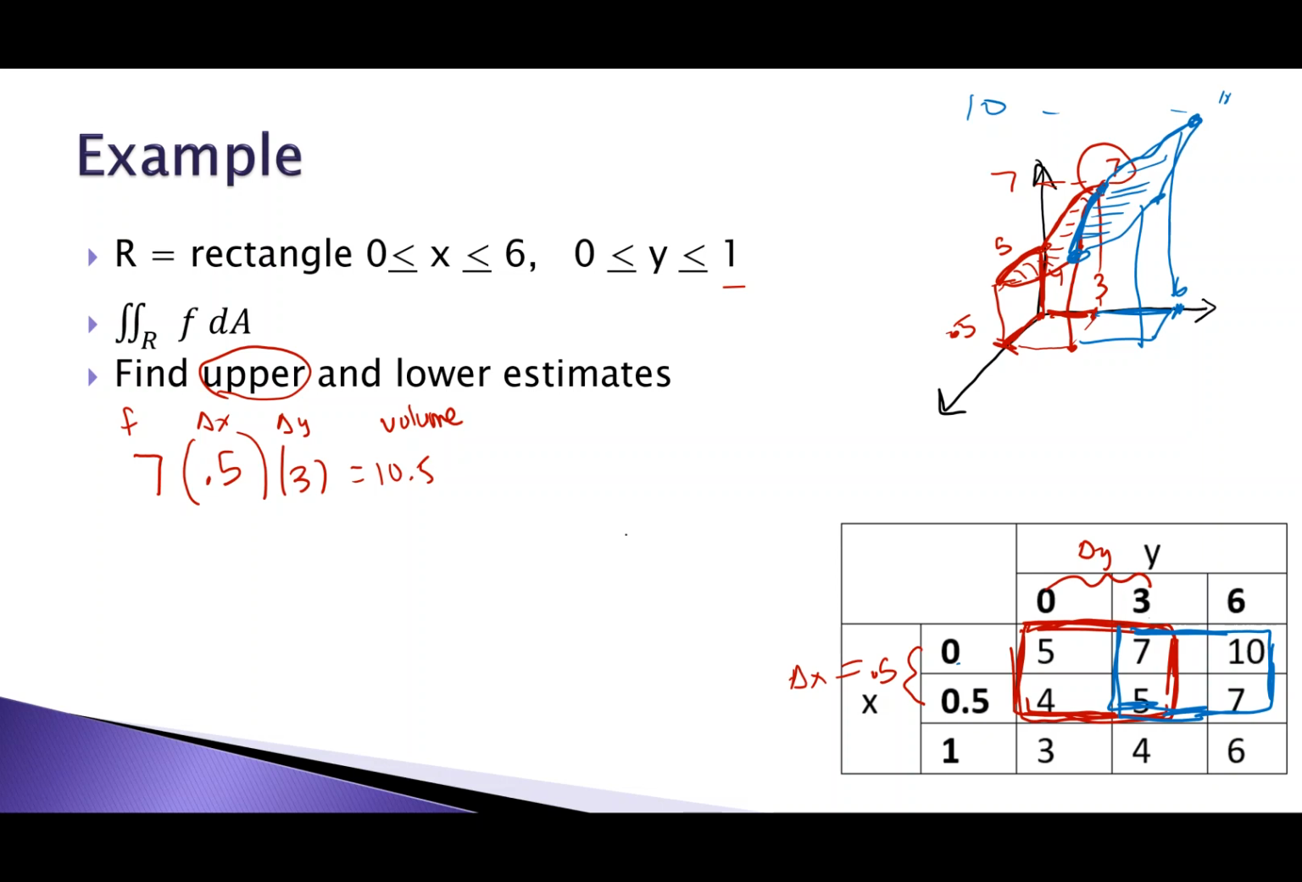So its volume is going to be, since I'm finding the upper estimate, I'm going to take a 10. And again, my delta x is 0.5, and again, my delta y is a 3. So that's 30 times 0.5, which is 15. Let's do the other two.